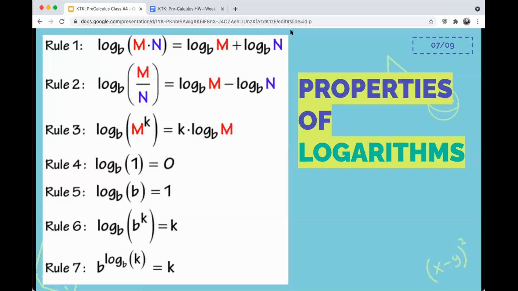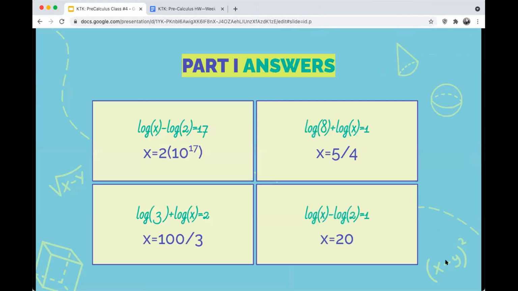So for these solving logarithms, I'd like you to go ahead and remember your properties of logarithms. And these are all the properties of logarithms that you're going to need to know. Not all the properties of logarithms you're going to need to know, but for the purposes of these problems, these are very important to know.